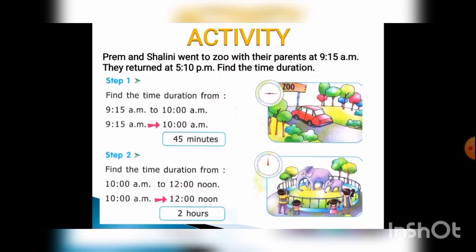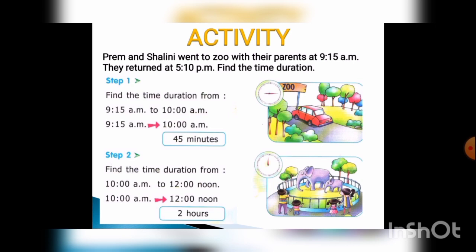See the next activity. Look carefully and listen to me carefully. Prem and Shalini went to the zoo with their parents at 9:15 a.m. They returned at 5:10 p.m. Find the time duration. Now, see the time duration from 9:15 to 10 a.m. That is 45 minutes.